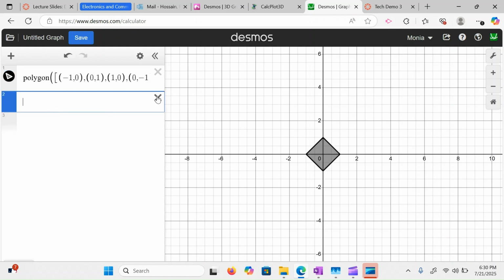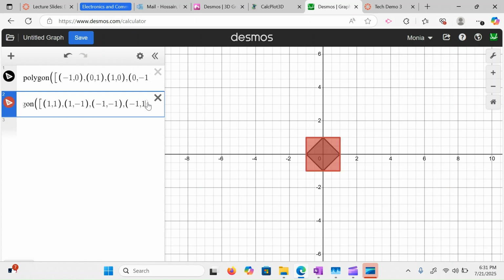Technically a square. And I'm going to do the polygon function again. And this time with the points I found. So 1, 1, then 1, negative 1, then negative 1, negative 1, then negative 1, 1. And here I have the transformed square.